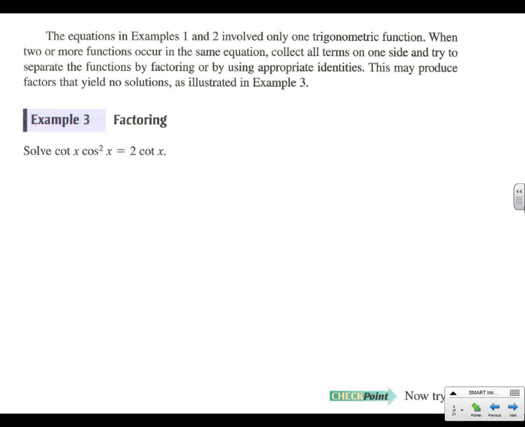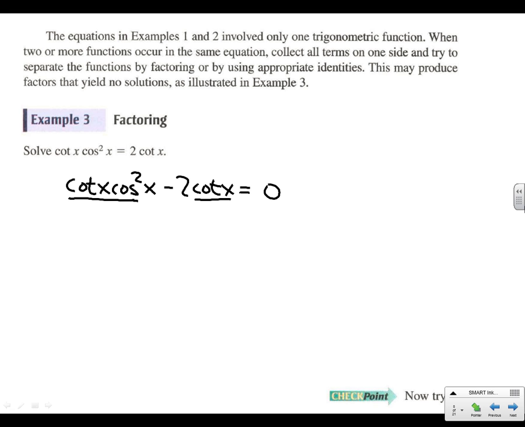Okay, so sometimes we're going to have two separate types of trig functions, in this example cotangent and cosine. And so our job is to get 0 on one side and then factor, just like we normally would. So let's subtract 2 cotangent x, so we get everything on one side. Now, be careful here. You've got to write it as a separate term, because this term is a cotangent and a cosine squared, not a like term with just regular cotangent. Okay, but that does leave us with 0 on the other side.